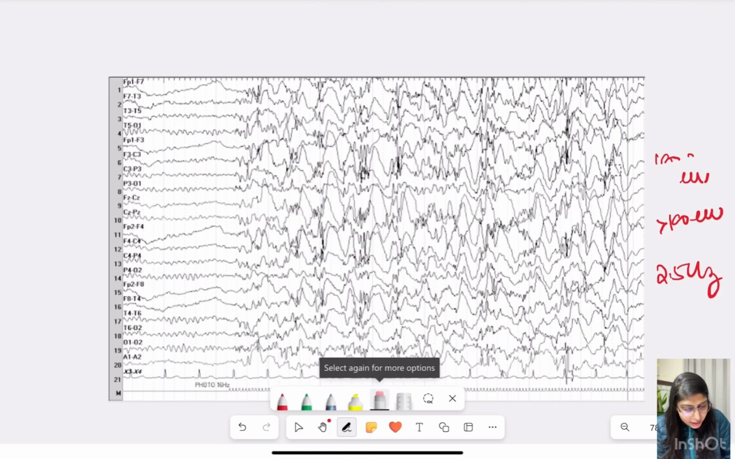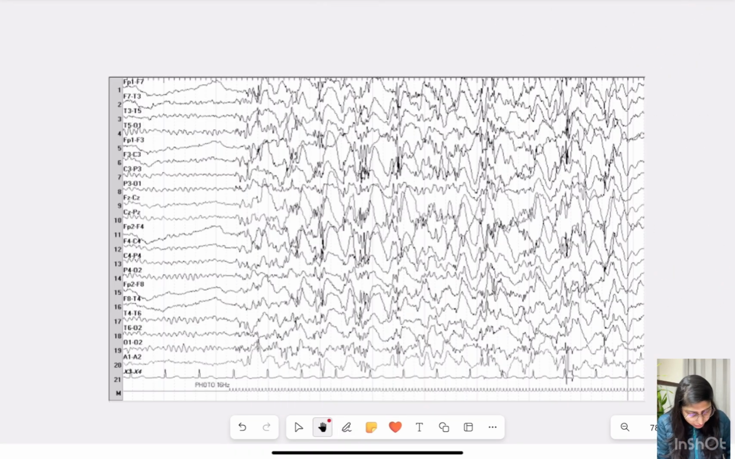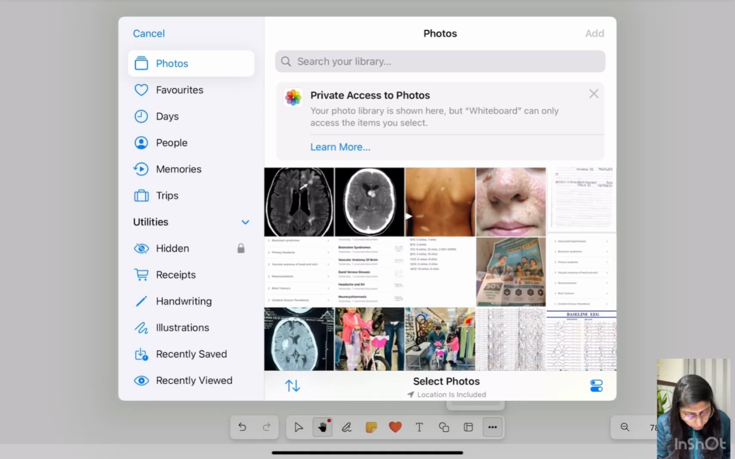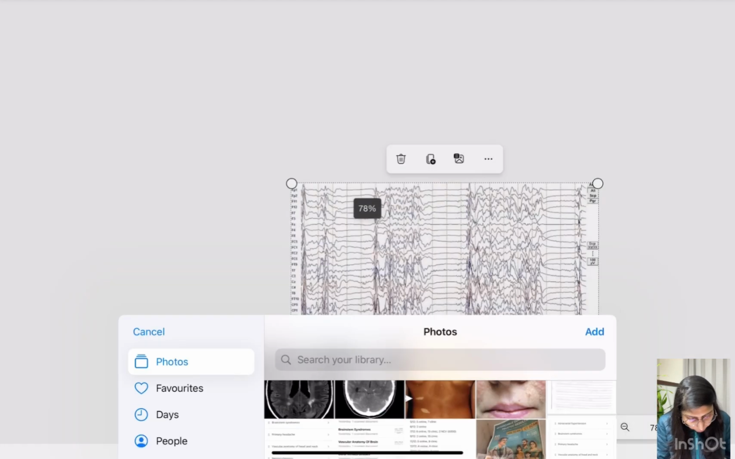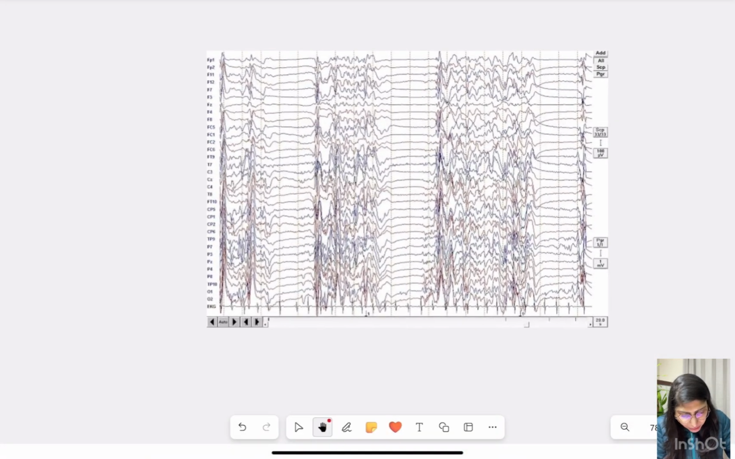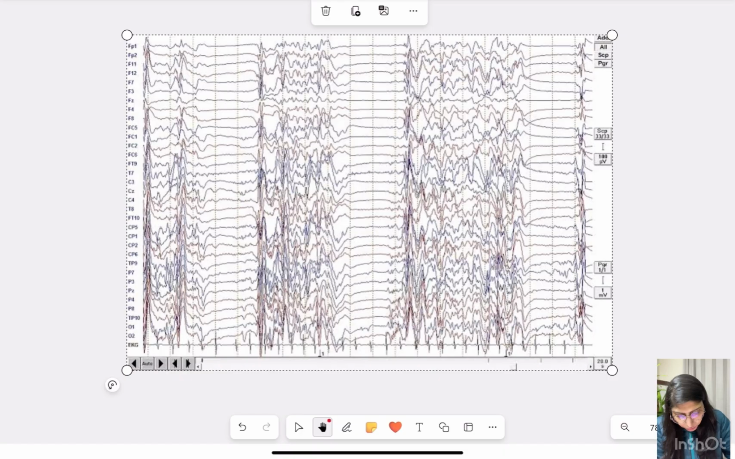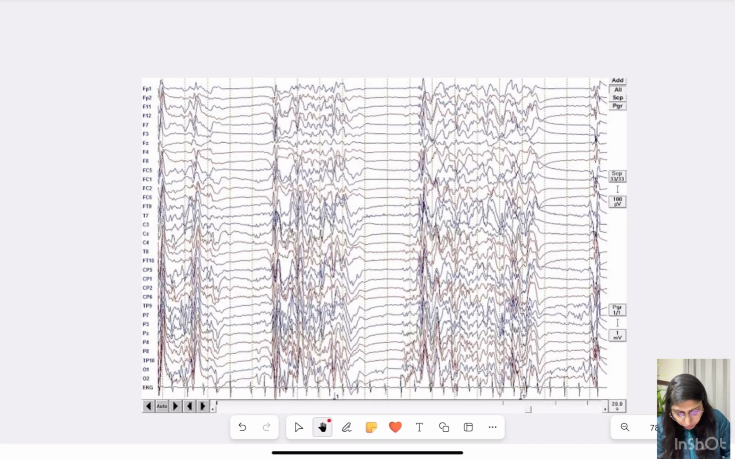I hope the GTCS or the generalized discharges is very, very clear. We also talked about lateralized discharges, PLEDs in herpes simplex encephalitis. Now I'm not sure if there are more. So this is one thing that was asked once in INICET about 2 years back, I think, right?